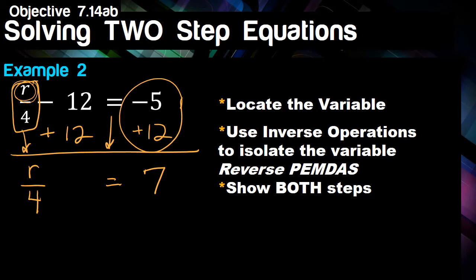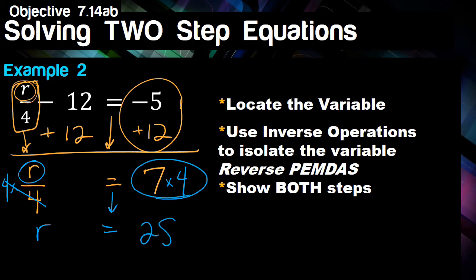So now we're going to go ahead and locate our variable again for the second step. So we have r divided by 4, so that means we're going to multiply 4 to both sides of our equation here. So our 4's cancel out, so we're left with r. We bring down our equal sign, and then 7 times 4 is 28.